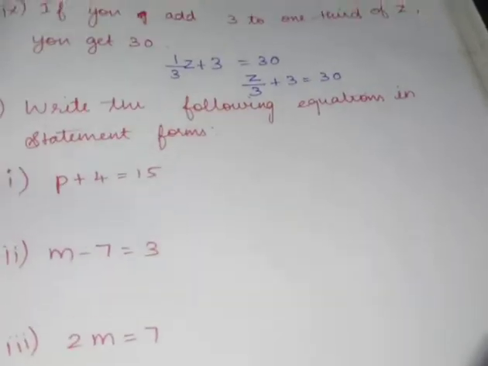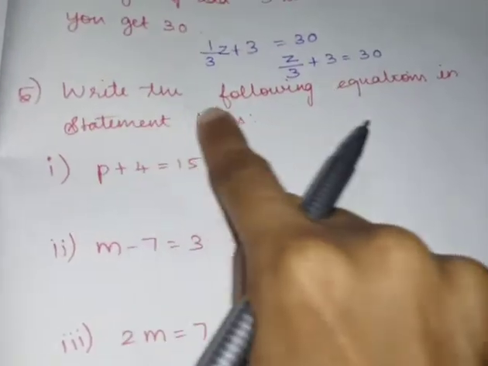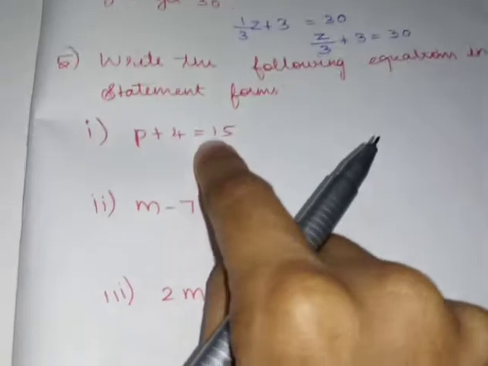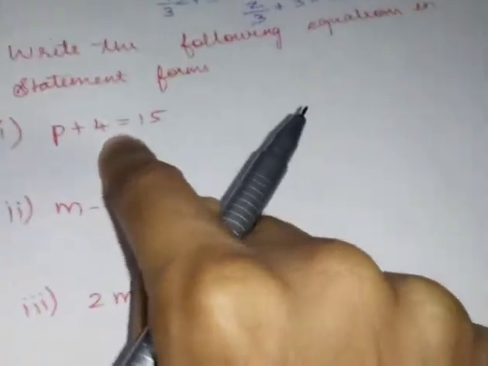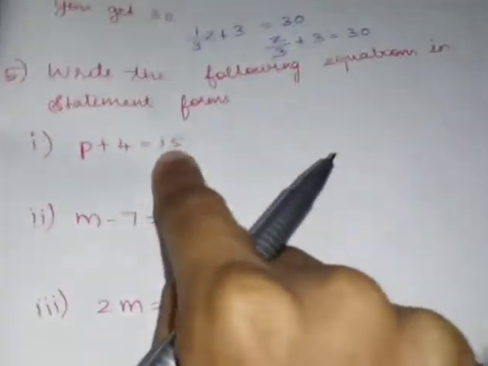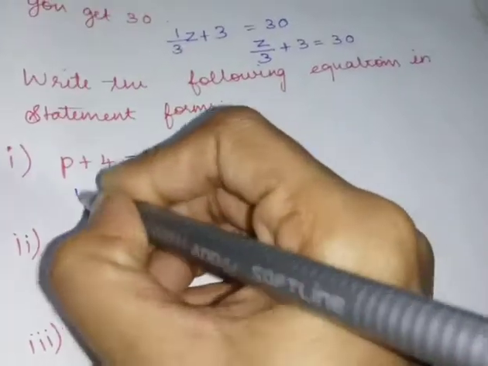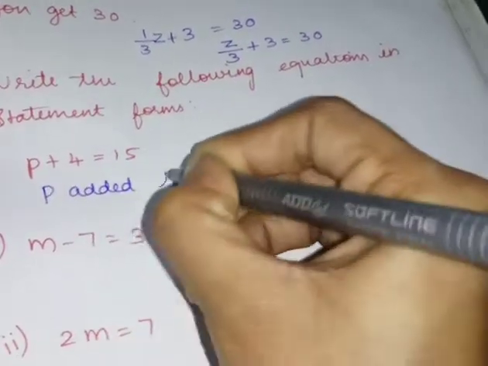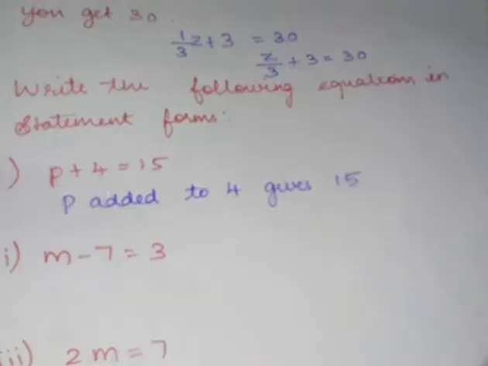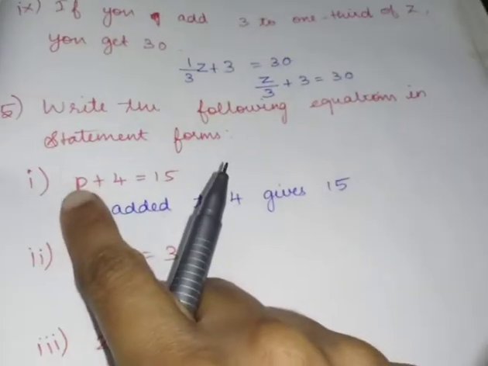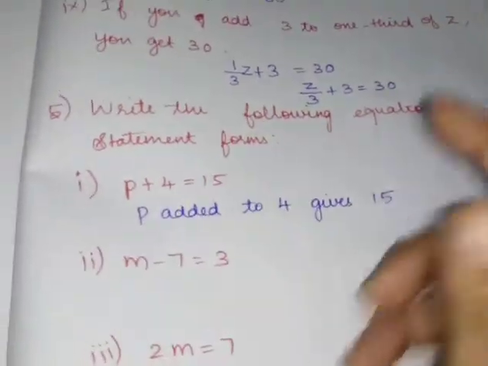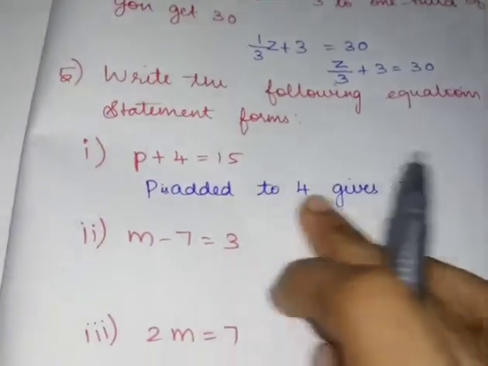Okay. Next is your fifth question. What is this fifth question? Write the following equations in statement form. They have given the equation. We are going to write the statement for this question. Statement. So, p plus 4 is equal to 15. So, what you will write? p added to 4 gives 15. Is it correct? Or the sum of the number p and 4 is 15. You can write like that also. Okay. p is added to 4 gives 15.